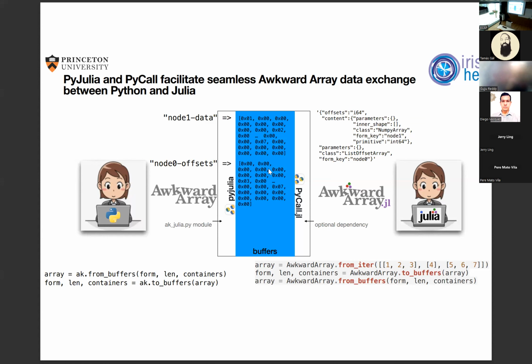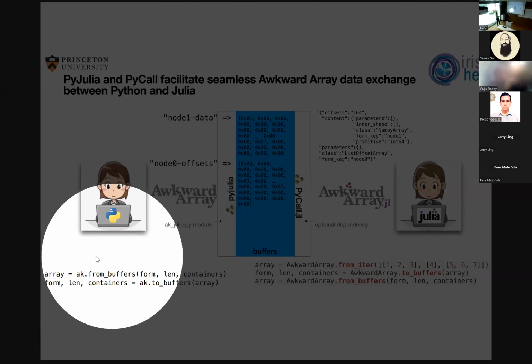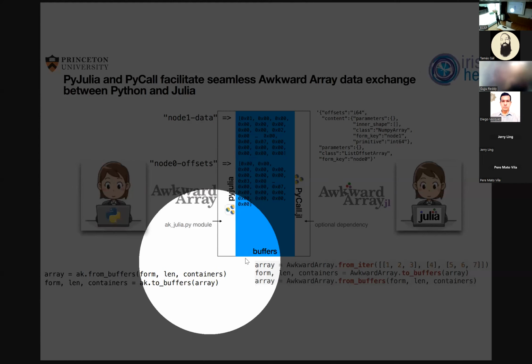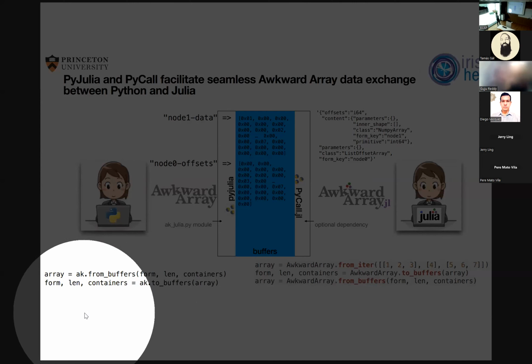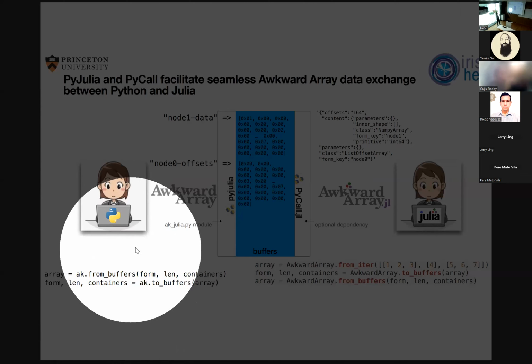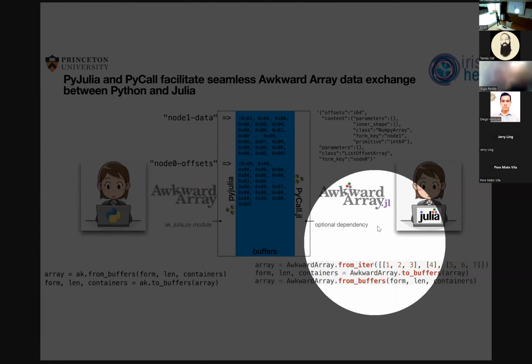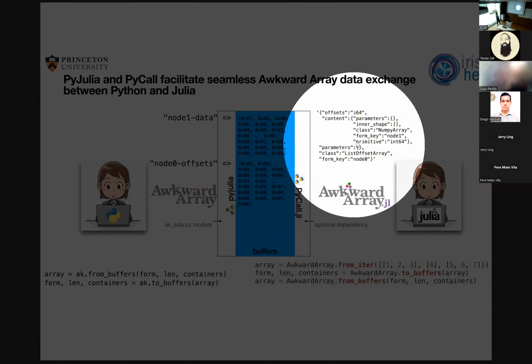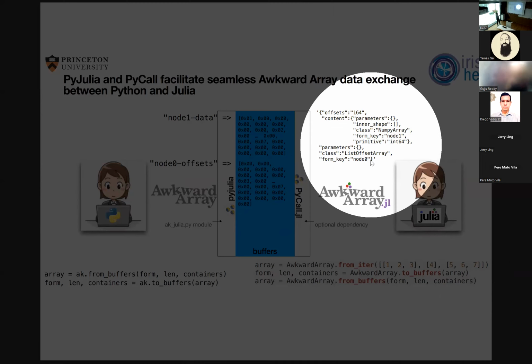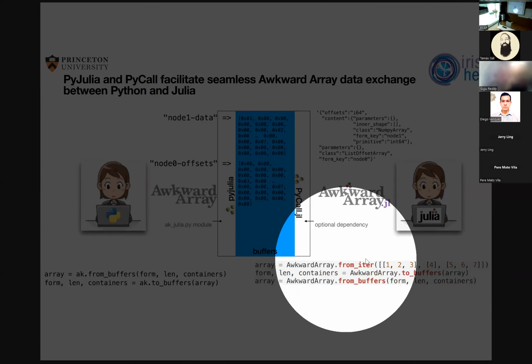So when the user looks at the awkward arrays from the Python side, you can just ask for the buffers of the array and the description, and then use from_buffers to create an awkward array, and the same from Julia's side. If we take a simple array, for example, which is just a list of lists, the form of this array is going to be that, which has content and offsets, and then we can just construct it.